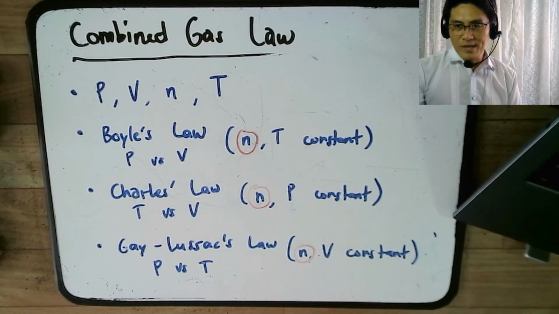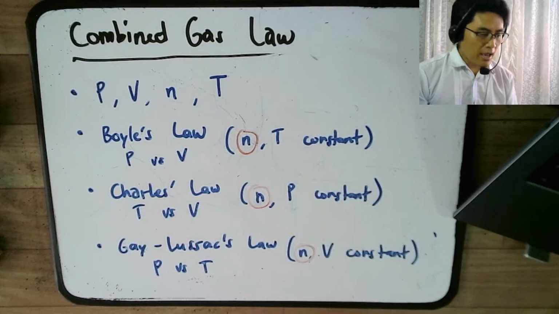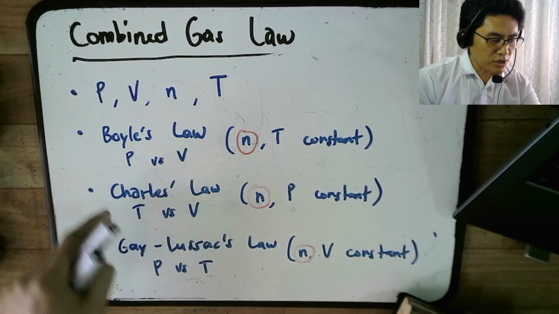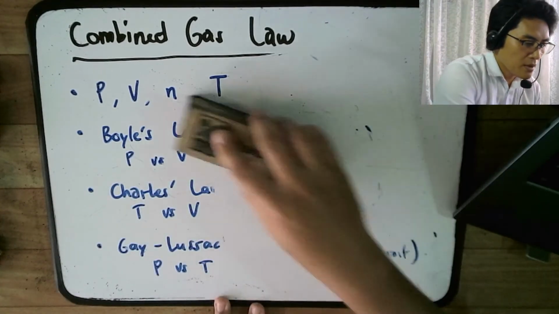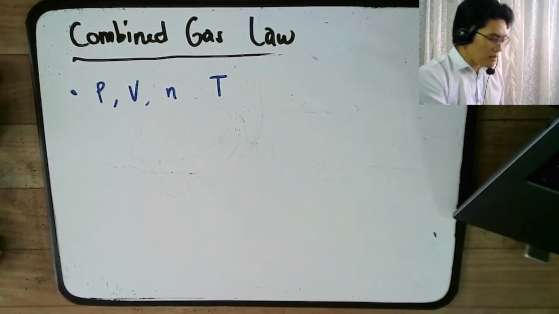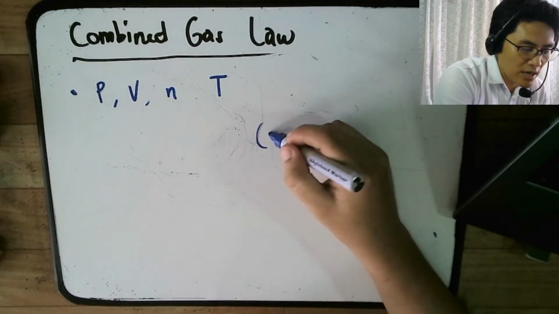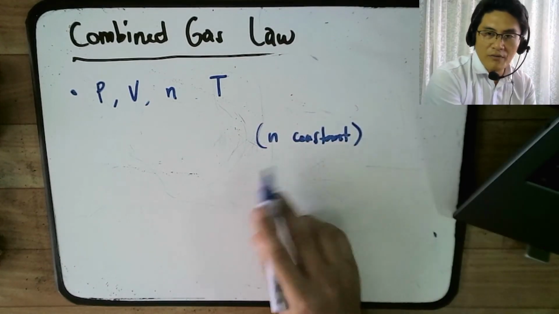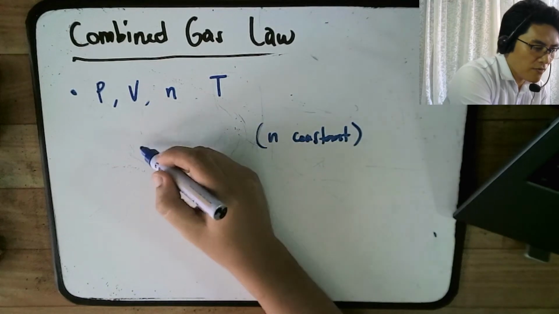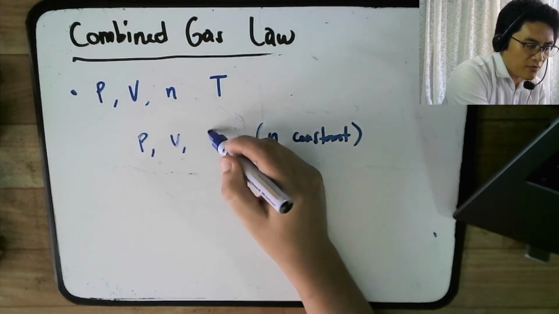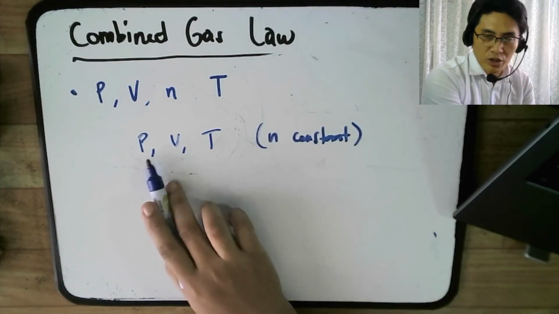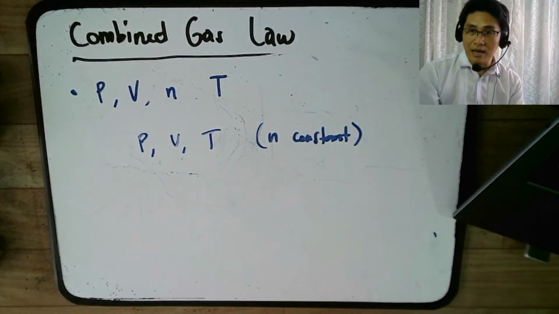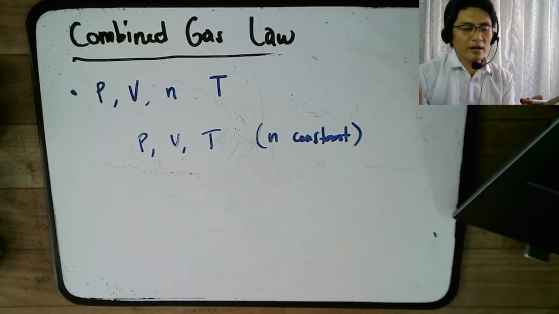So conceptually, we can merge them and have a framework where, instead of Boyle's law, Charles's law, and Gay-Lussac's law, we have a law where what we keep constant is only N. If only N is kept constant, then pressure, volume, and temperature are free to have any value that they can. That's the idea behind the combined gas law.